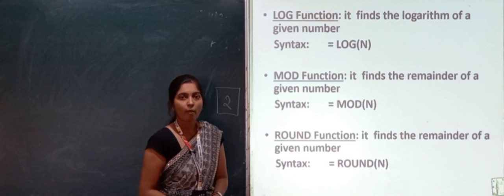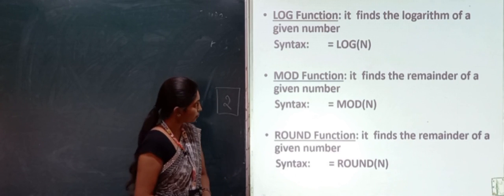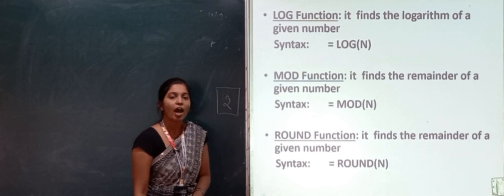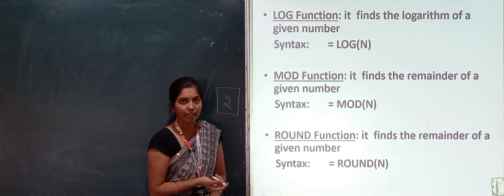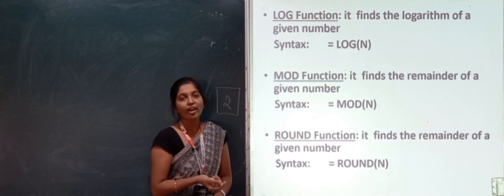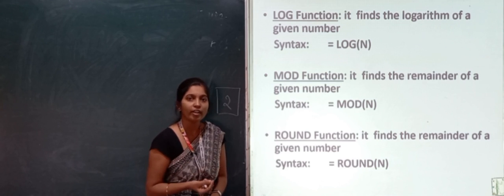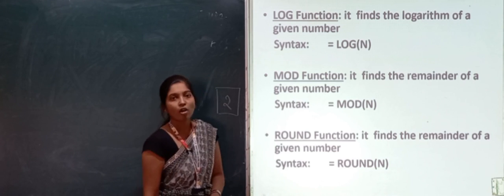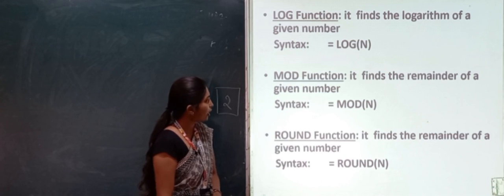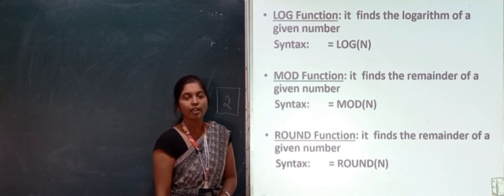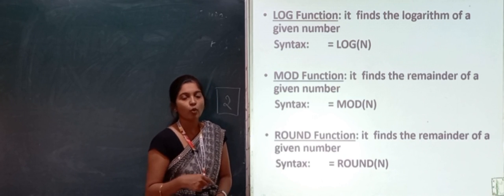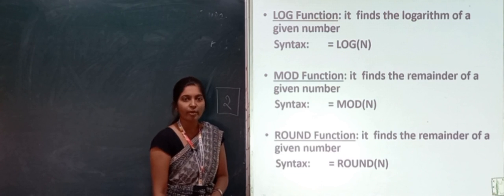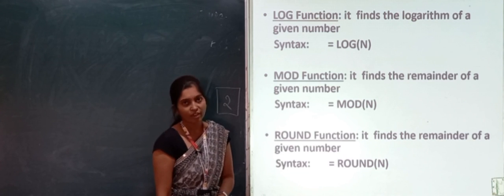The next one is the mod function, that is the modulus. It finds the remainder of a given number. Suppose I have taken one number 14 and I have divided it by 2, I get what? Remainder is 0. To find such things we can use the mod function, right? So we can use the syntax equal to sign MOD in brackets n, where you can enter your data, right? The last one in the mathematical functions is the round function.